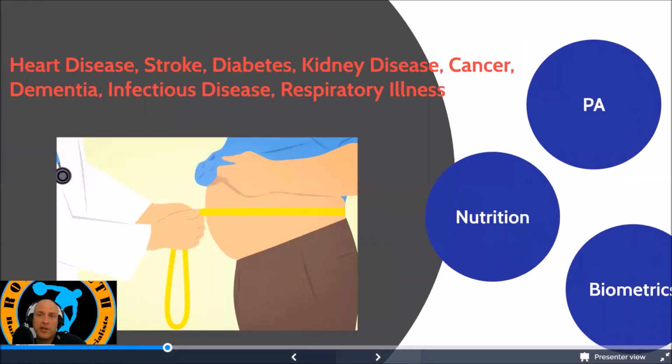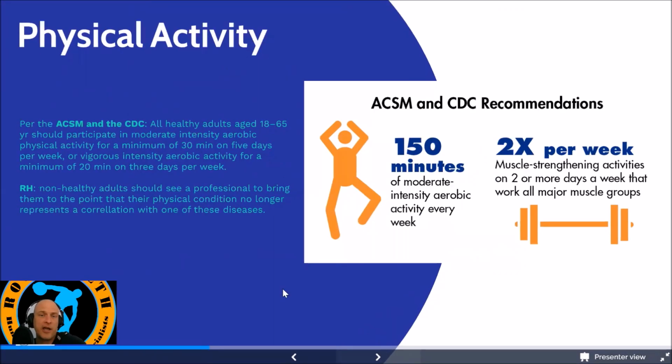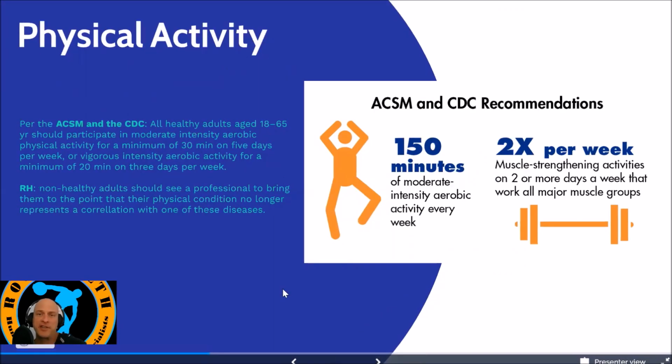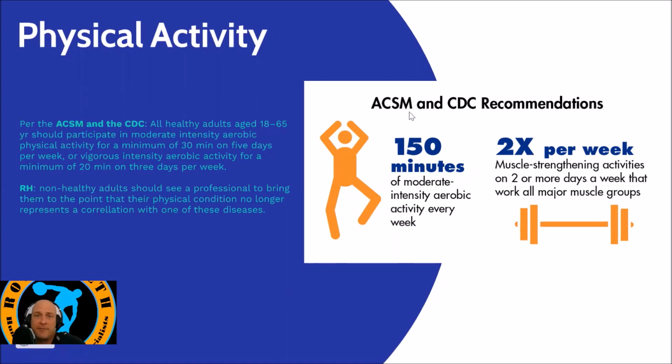So we're going to go to physical activity. Our physical activity recommendations are from the ACSM we just talked about and the Centers for Disease Control. Our recommendations are to achieve 150 minutes of moderate intensity aerobic activity every week, with the addition of 2 times muscle strengthening activities.